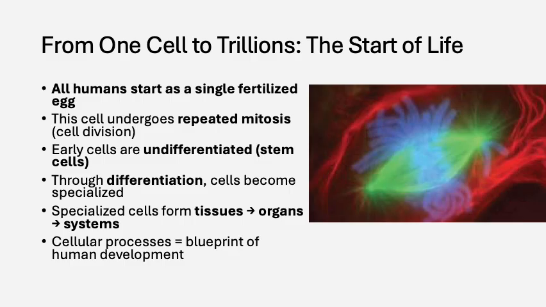Every human life begins as a single fertilized egg, yet that one cell contains all of the genetic information needed to build the entire organism. Through repeated rounds of mitosis, that original cell divides again and again, producing trillions of cells. Early in development, these cells are undifferentiated, meaning they have not yet taken any specific roles. Over time, signals within the body guide cells through differentiation, allowing them to become specialized. This progression from one cell to many cells highlights how cellular processes drive growth, development, and organization.